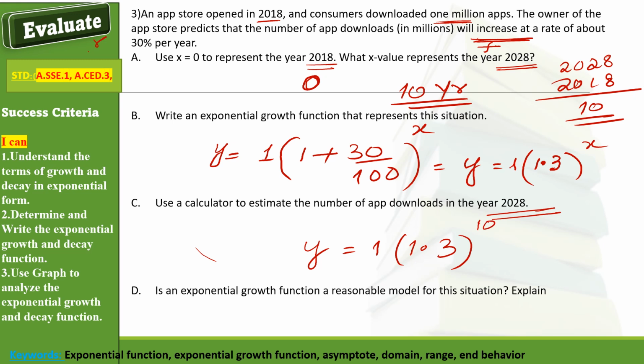Is an exponential growth function a reasonable model for this situation? Yes, it is reasonable. The reason is that the downloaded apps are increasing by a rate of 30%. So whenever any question is given in terms of percent and they are continuously increasing, we have to show the answer in the form of an exponential function.